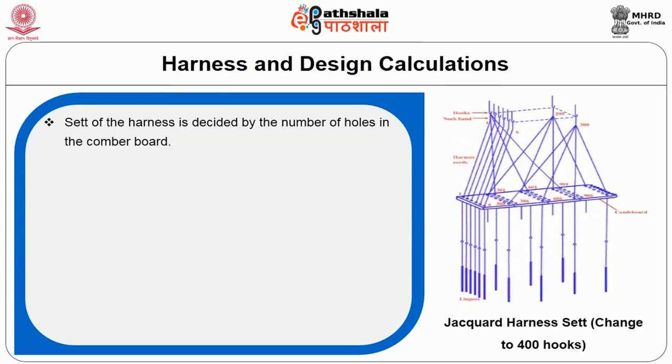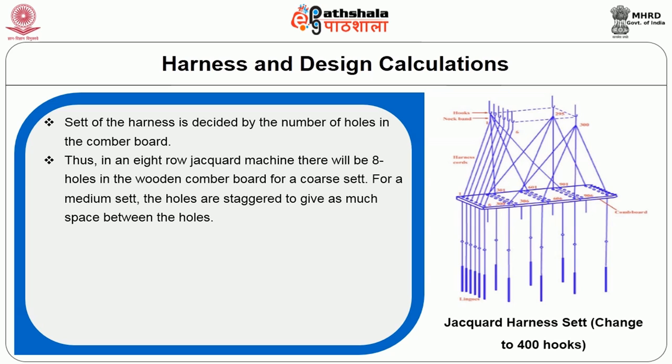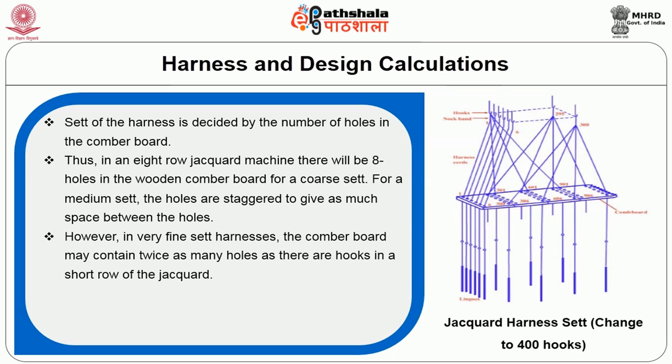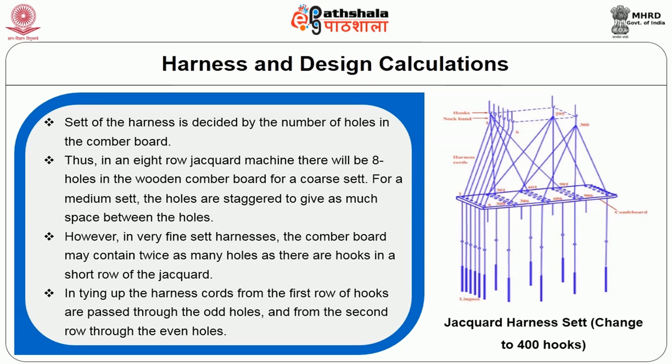The set of the harness is decided by the number of holes in the comber board. Usually, the number of holes in each short row of a Jacquard and the comber board are similar, as shown in figure 3.3. Thus, an 8-row Jacquard machine will have 8 holes in the wooden comber board for a coarse set. For a medium set, the holes are staggered to give much more space between the holes. However, in case of a fine set harness, the comber board may contain twice the number of holes as in a regular design. In tying up, the harness cords from the first row of hooks are passed through the odd holes, and for the second row through the even holes.